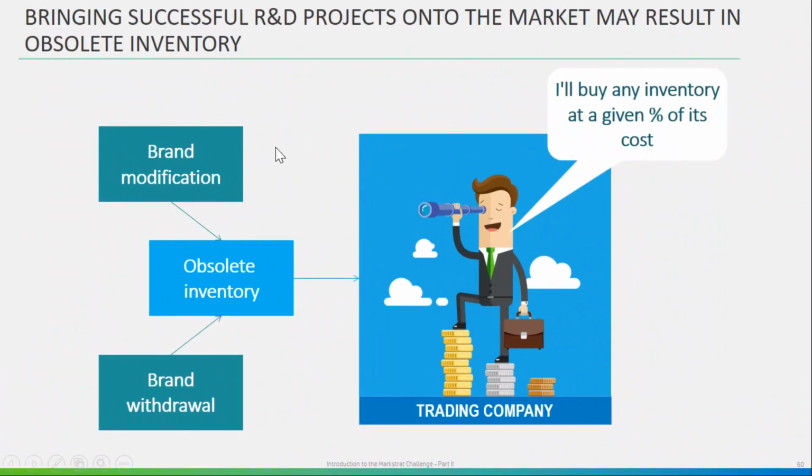So when you modify a brand, any units left over of the old version of the brand will be considered obsolete and will be sold off to trading companies. So you'll sell them off at a loss, which can be expensive. But again, if it's a brand that's not really selling, holding on to them is expensive too. So you might as well just go ahead and modify the brand, get rid of the obsolete version, and just get going. Same thing if you take a brand out of the market. Any units left over are considered obsolete and will be sold off at a loss as well.